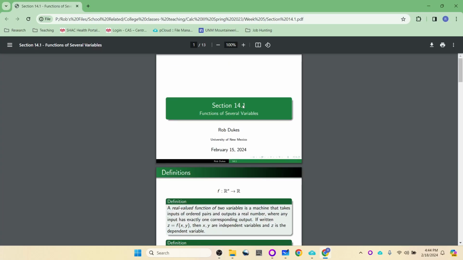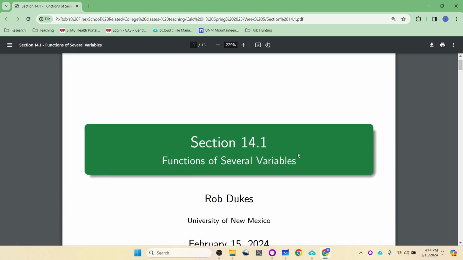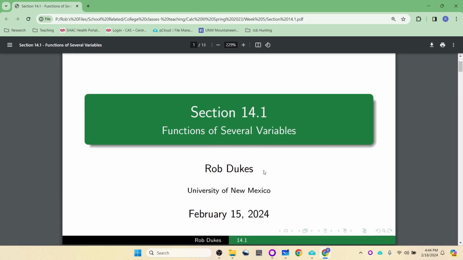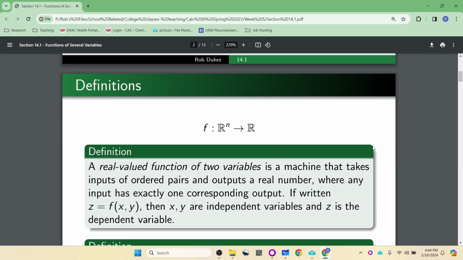Alright, we are going to talk about functions of several variables, and hopefully this will not be too difficult a topic, section 14.1. So, our main thing here is we're talking about functions that take in vectors in Rn and spit out scalars in R. It's a machine. That's how I was thinking of functions. You put something in and something else comes out.